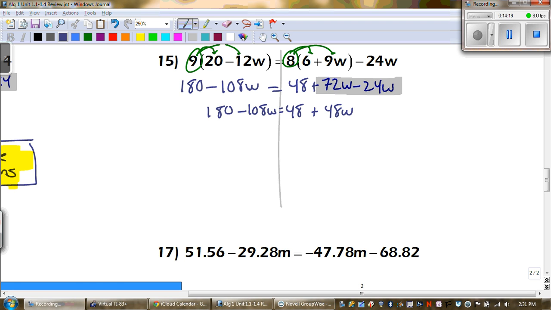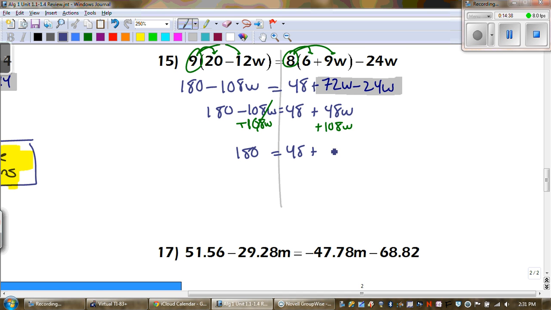Okay, so after you combine like terms, that should be where you're at. Okay, so I need to move the smaller variable, which is the -108w. And then we get 180 equals 48 plus 156w. Okay? To get the variable by itself, I'm going to subtract the 48. And 180 minus 48, you should get 132 equals 156w. The last step is to divide by 156.